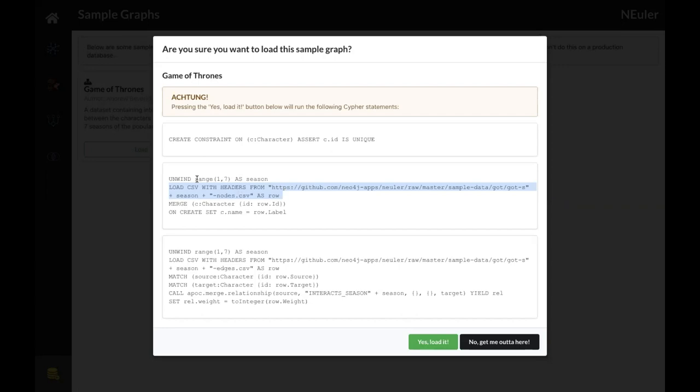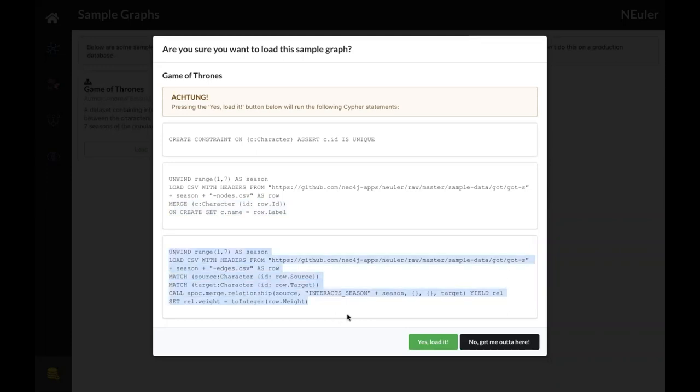The first statement is basically UNWIND. That means you're going to do it seven times, because there are seven seasons. That's all this is doing. Seven CSV files. At the core here, it's creating the characters. MERGE means I'm going to see if the character already exists. If it doesn't exist, I'm going to create it. If it already exists, I'm going to leave it alone. So it's going to run through those CSVs, look at all the character names, and do the MERGE statement on top of it. That's what it does with the characters.